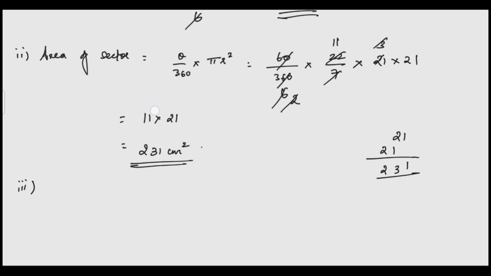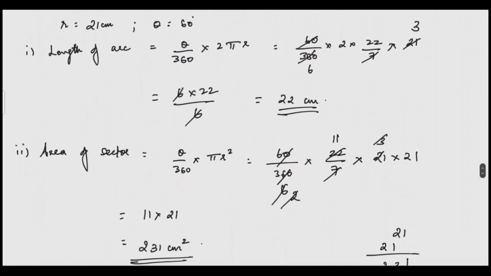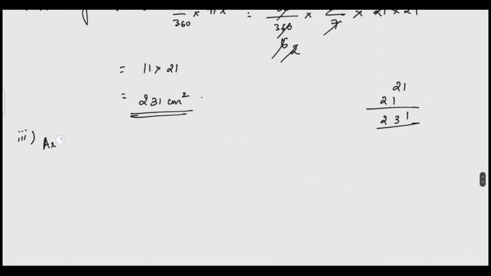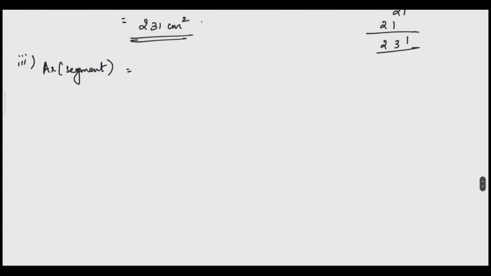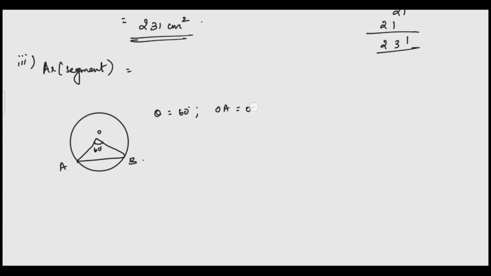Third question is finding the area of segment formed by the corresponding chord. For that, let us draw the diagram to make a good understanding. Let us draw a circle first. This is the center. This is the chord AB. This is the radius. We know theta, that is angle AOB, is 60 degrees, and OA is equal to OB is equal to 21 centimeter, that is the radius. We don't know the length of the chord.